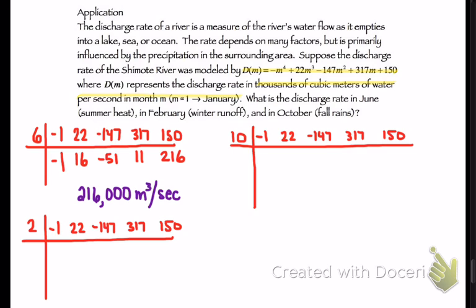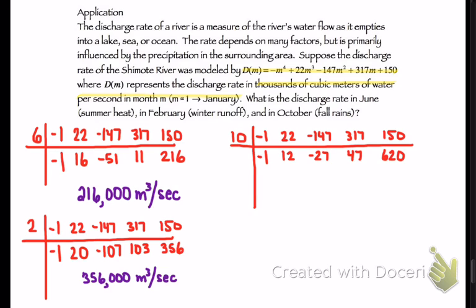I plug in positive 2, do my synthetic division. I get 356,000 cubic meters per second. And I plug in 10, I get 620,000 cubic meters per second. So discharge rate, June, when it's summer heat, obviously that's going to be a little bit less. February, where I have the winter runoff, obviously a little bit more. October, when it rains all the time, obviously that's going to be the most significant.